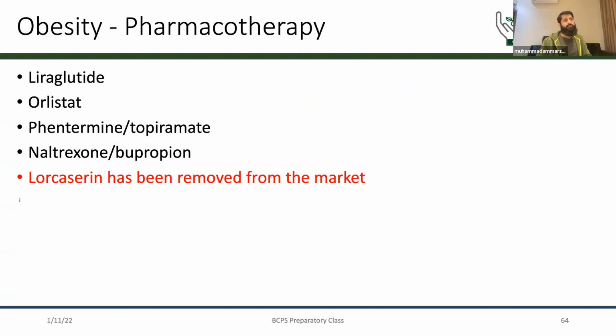Many pharmacotherapies are present which could be used as adjunct therapies. For example, liraglutide, orlistat, phentermine, topiramate, naltrexone, bupropion. Lorcaserin was in the previous guidelines, but it has been removed from the guidelines because it has been removed from the market due to its association with certain types of cancers. So lorcaserin is no more present in guidelines.